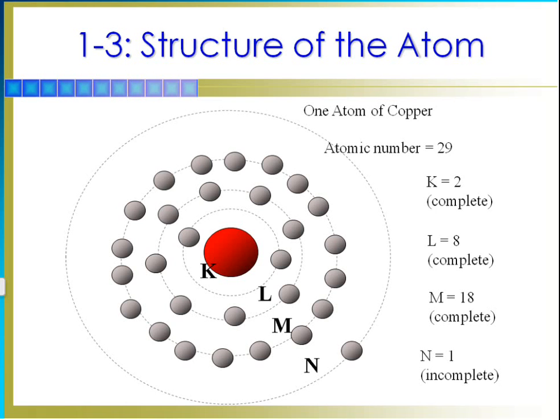Okay. Looking again, here's copper. And the copper, you can see in the N ring, we have 1 electron, which would make for an incomplete N ring. What's a complete N ring in this case? Well, it would be 8. However, copper only has 1. With a valence of 1, it's going to be a pretty good conductor. This guy's not bound as tightly as he would be.